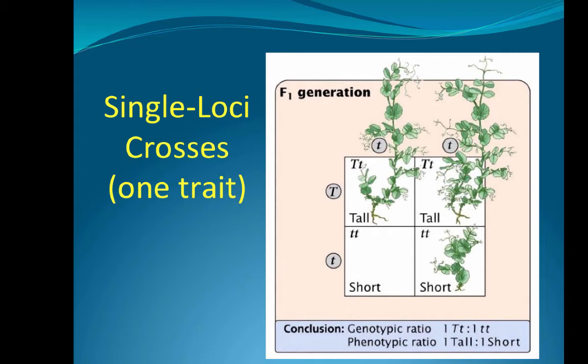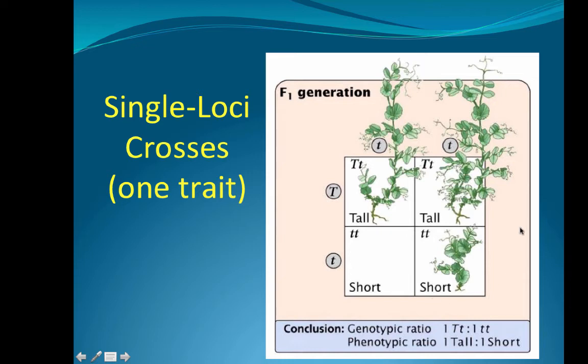So Mendel's first work really looked at determining the genetic reasons for single loci crosses. Single loci really refers to single genes that are coding for a single trait. The trait we're talking about here is height in our pea plants. So you can either have a tall plant or a short plant.